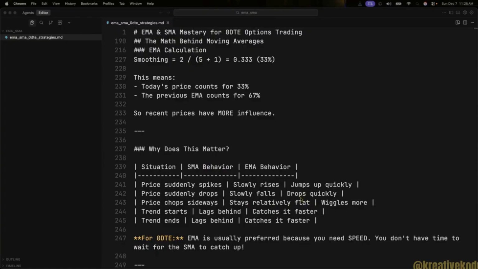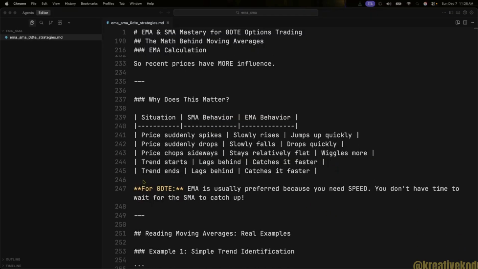I call it fat. The EMA wiggles more. And then when we have a trend that's starting, right, the SMA lags, whereas the EMA catches it faster. And then when a trend ends, the SMA again will lag behind, and the EMA will catch it faster. So for 0 DTE, EMA is usually preferred because you need speed, right? And you don't have time to wait for the SMA to catch up.